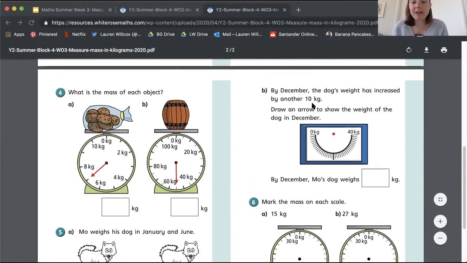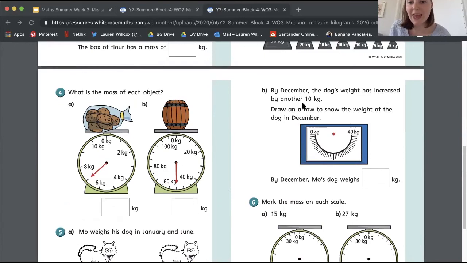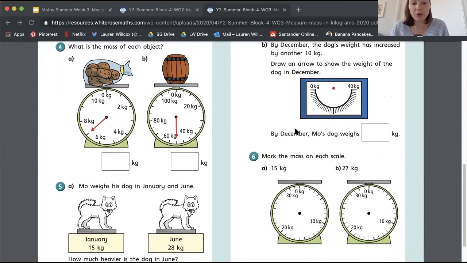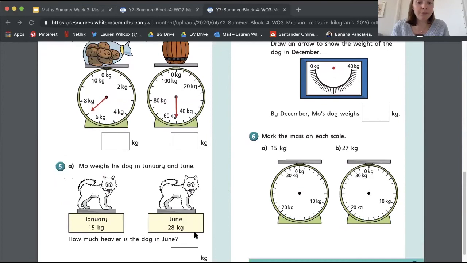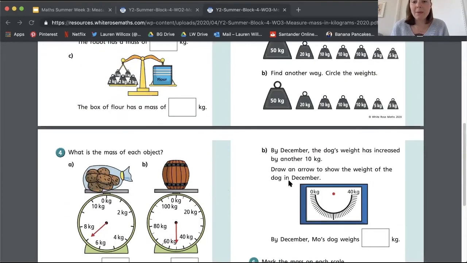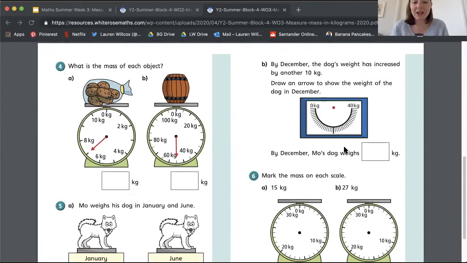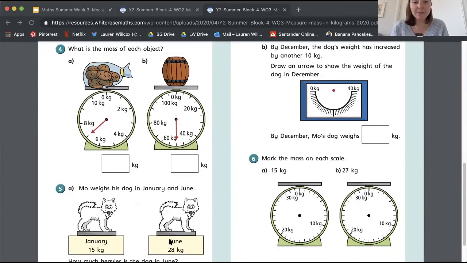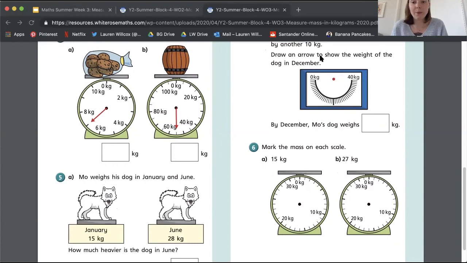Okay, B, by December, the dog's weight has increased by another 10 kilograms. Draw an arrow to show the weight of the dog in December. So first of all, you need to have a think about this one, June 28, and then by December, the dog has increased by another 10 kilograms. So have a think about this one, add 10, and then you've got to put it on your scale. So this is where 40 kilograms is, this is 0. Have a think then what's going to be in the middle of 0 and 40. And then this is your point where you draw your arrow to show how heavy the dog is. By December, Mo's dog weighs this one, add this one.